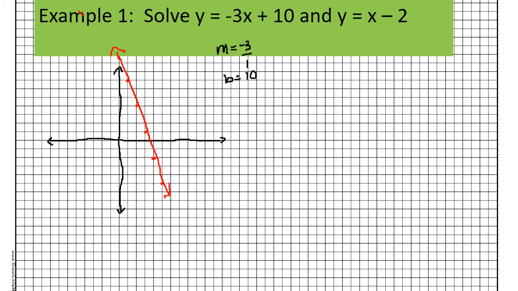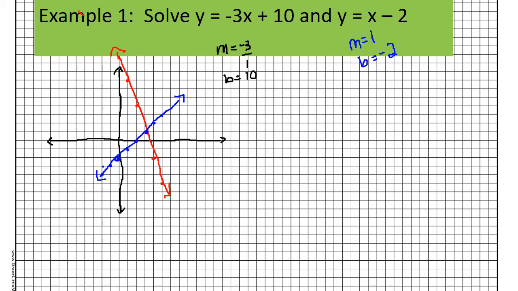And now let's go ahead and do the other one. The other one, notice here, the slope is 1. It's the number in front of the x, and the y-intercept is -2. So we start on the y-axis at -2, and we go up 1 over to the right. And we see that we have intersected here, intersected with the other line.